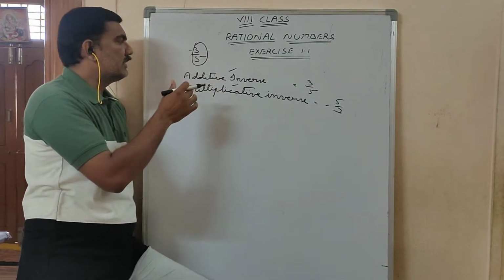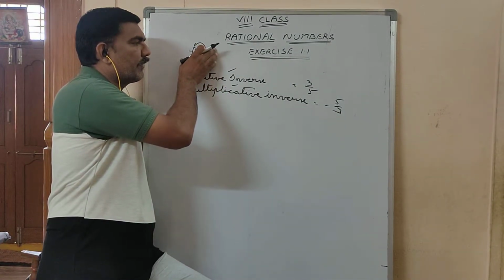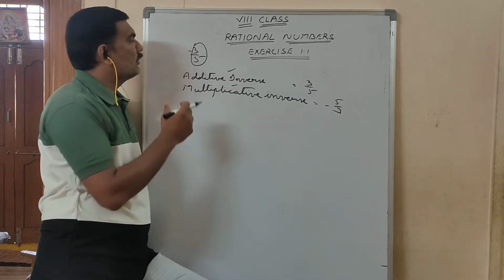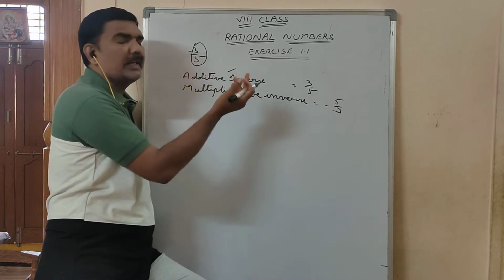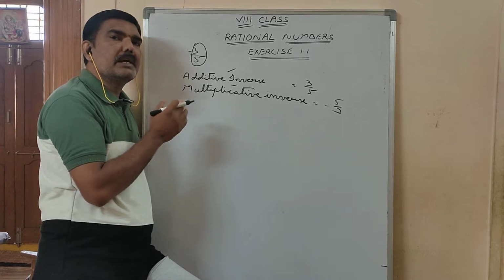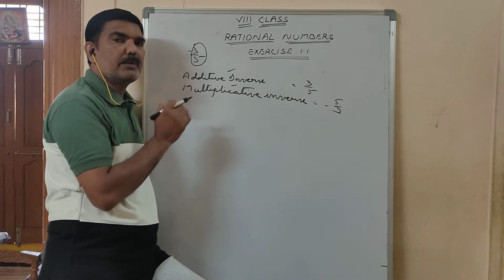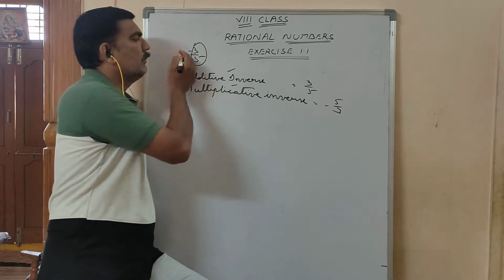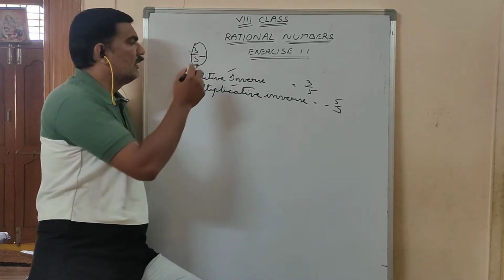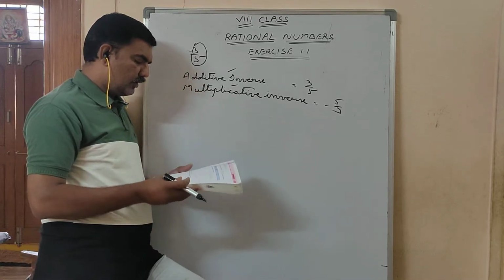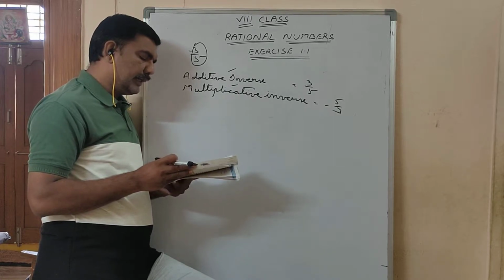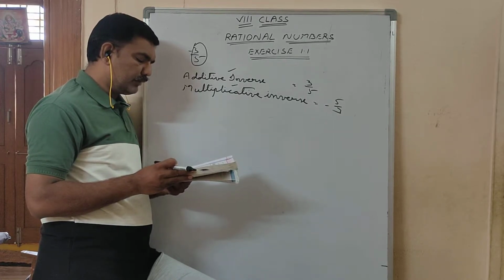The rule is, if you multiply this number with its multiplicative inverse, so minus 3 by 5 into minus 5 by 3, the product should be the multiplicative identity, that is, you have to get the product as 1. You will get it. Minus into minus is plus, 5 and 3 will be cancelled and you will get 1. Like this you have to find the multiplicative inverse and additive inverse for the given problems.